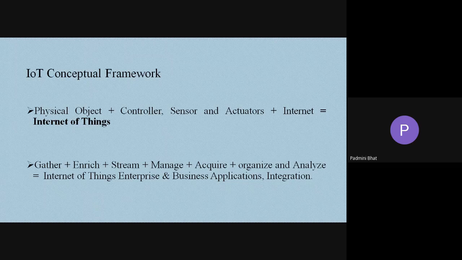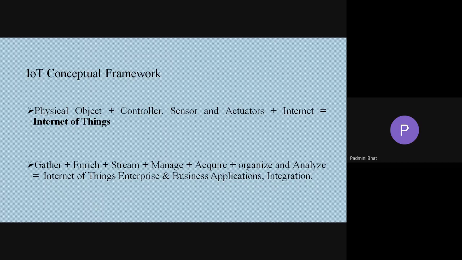In a simple way, it is the physical object plus controller, as you know, then sensors and actuators, plus internet, equals IoT. This is a very, very simple one. Next, coming to a little more complex one, IBM has got its own framework, as well as Oracle has got its own framework.